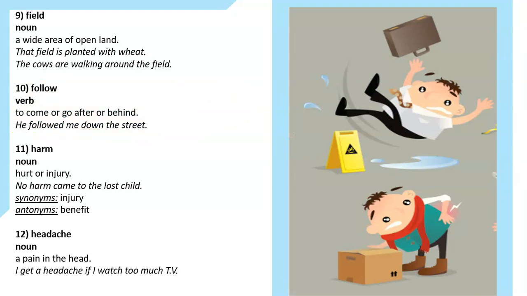Our next word is harm. Harm is a noun and it means hurt or injury. For example, no harm came to the lost child. If a child got lost, many people would think that that child would get hurt or that some harm would happen to that child. But in this sentence, it says no harm came to the child, so it means they are not hurt.